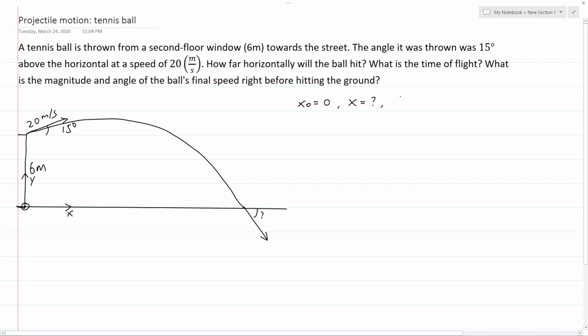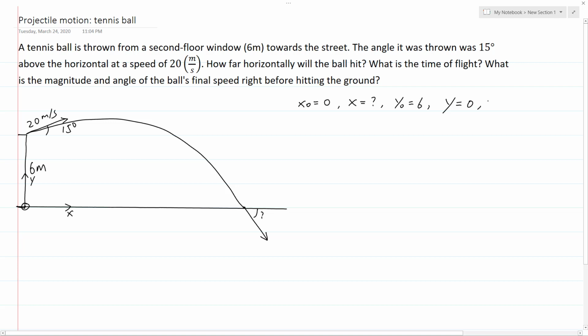And then let's move on to the y. Y initial, that is 6 meters, right? So y initial is 6, and y final, as the ball lands on the street level right here, the height is 0.